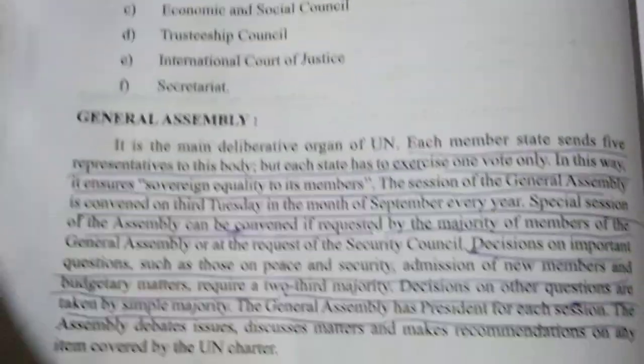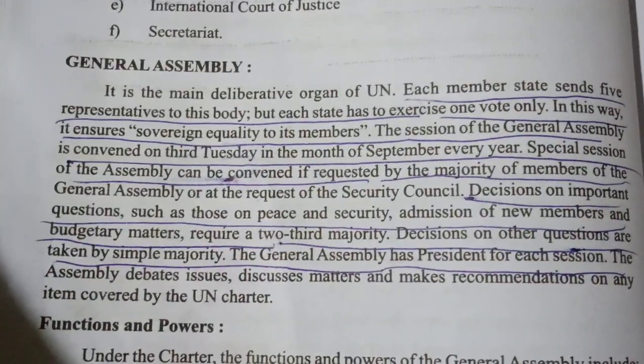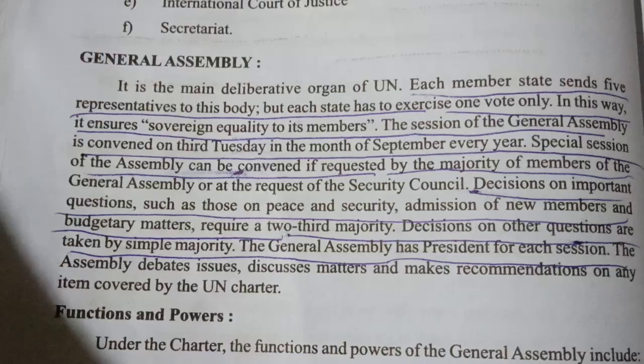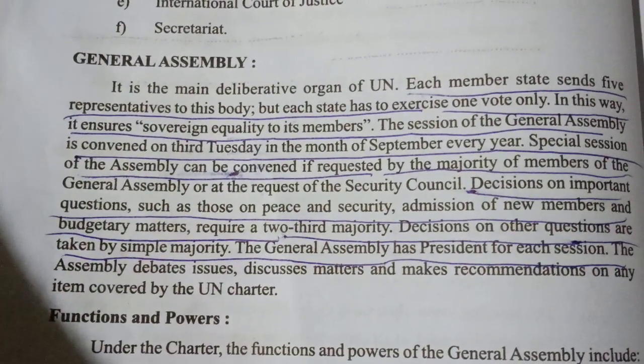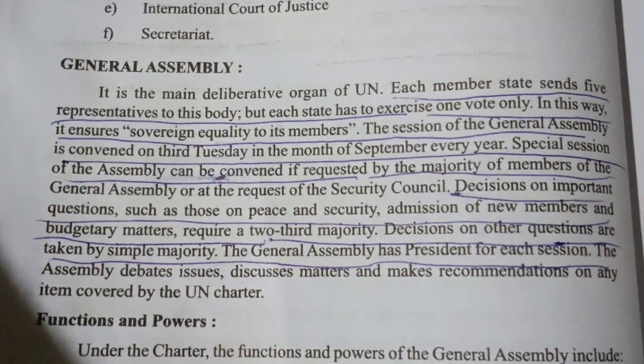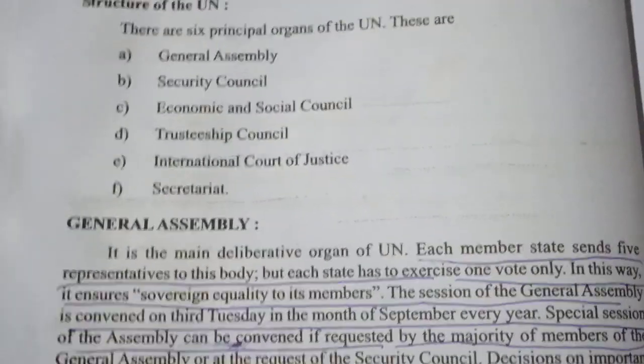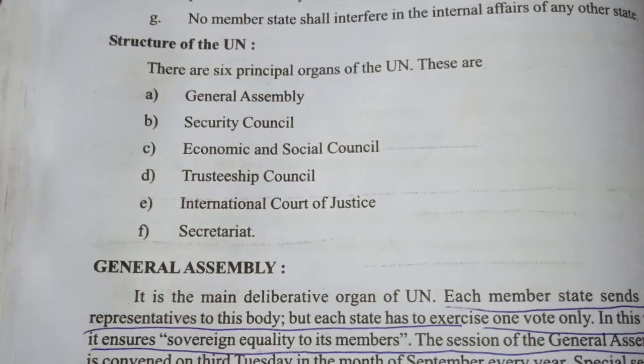In my next video I will teach you about the General Assembly, how it is constructed and what its aim, purpose, functions, and powers are, and so on.